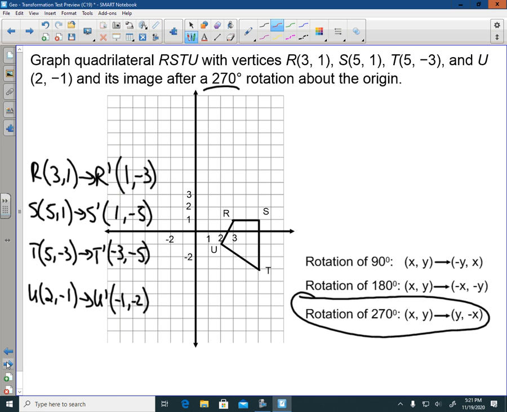1, negative 1, 2, 3 is where r prime is. And then we have 1, negative 5 for s prime. So there's 1, 1, 2, 3, 4, 5 for s prime. T is at negative 3, negative 1, 2, 3, 4, 5. So here's T prime. And then negative 1, negative 2 is where u prime lives. Negative 1, negative 2, u prime.